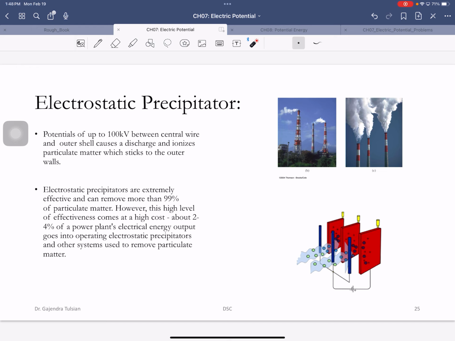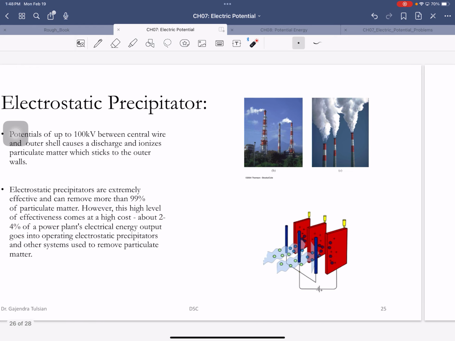Electrons will stick to them, and when they become negatively charged, those smoke particles will be attracted by these positive metal plates. So all the smoke particles can be removed. 99% of this particulate matter can be removed. And then you shake these metal plates every once in a while, and all these particles will drop. So you can clean this up. But to clean it up, it costs you, for every $100 of electricity you produce, for instance, $2 of electricity.